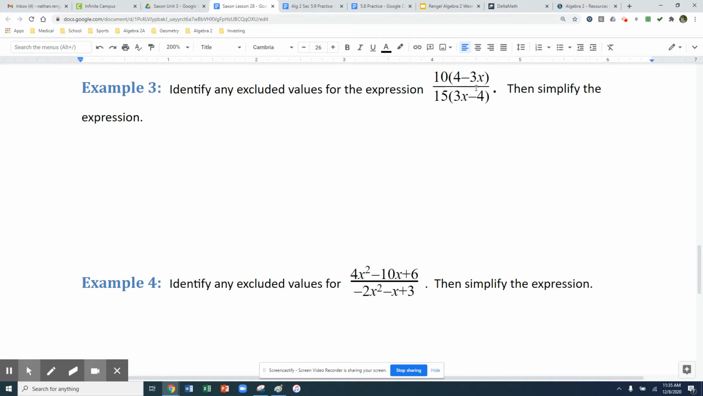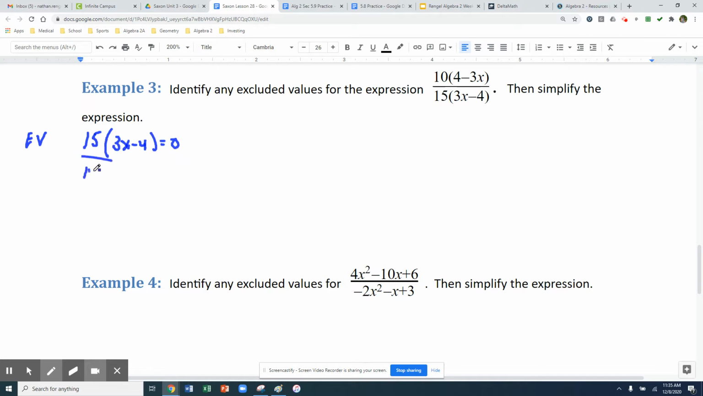We're just continuing to simplify rational expressions today. We're going to identify any excluded values for the expression and then simplify the expression. To find the excluded value, which I'm just going to abbreviate EV, we'd start by setting our denominator equal to 0. With fractions, the denominator is the number you're dividing by, and you can't divide by 0, so that would be considered your excluded value.